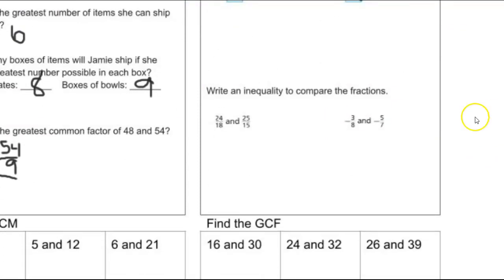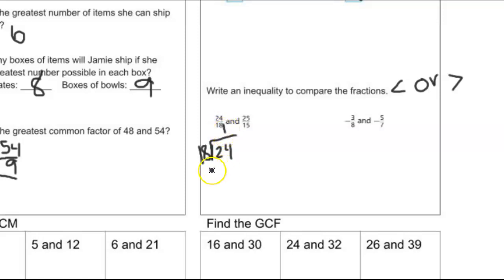We're going to write an inequality to compare fractions. And so what that means is we're going to take these fractions and figure out if they're less than or greater than. And if we look at this, these are improper fractions. What I'm going to do, I'm going to change them into mixed numbers and see where we go from there. So, if I do this right, some of you can do this in your head, but I'll show you how to do it if you can't.